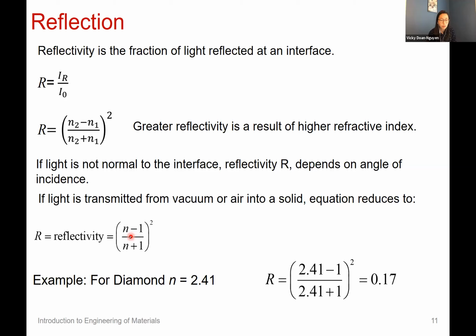The example that's shown here is that for diamond, the index of refraction is 2.41. To calculate the reflectivity, you just take the index of refraction minus 1, divided by the index of refraction plus 1, and that ratio squared will give you the reflectivity fraction.